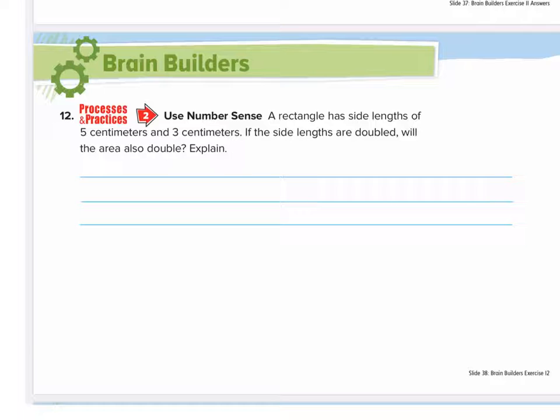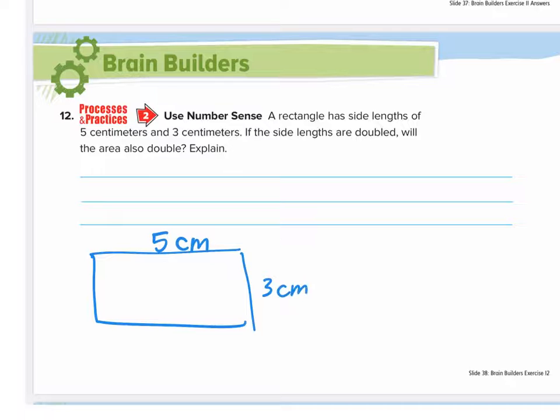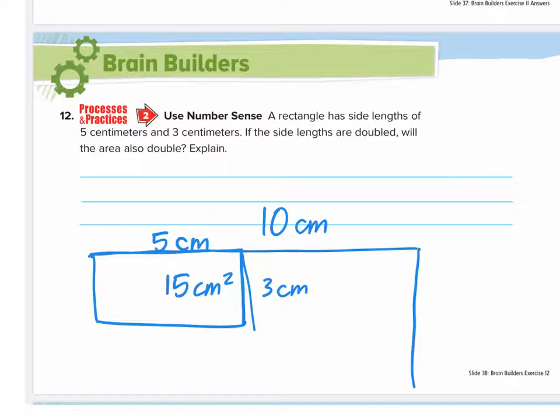Use number sense. A rectangle has side lengths of 5 centimeters and 3 centimeters. If the side lengths are doubled, will the area also double? So the area of this rectangle is 15 centimeters squared. If we double this length on this side, and it's now 10, and then we double the width here, and it is 6.